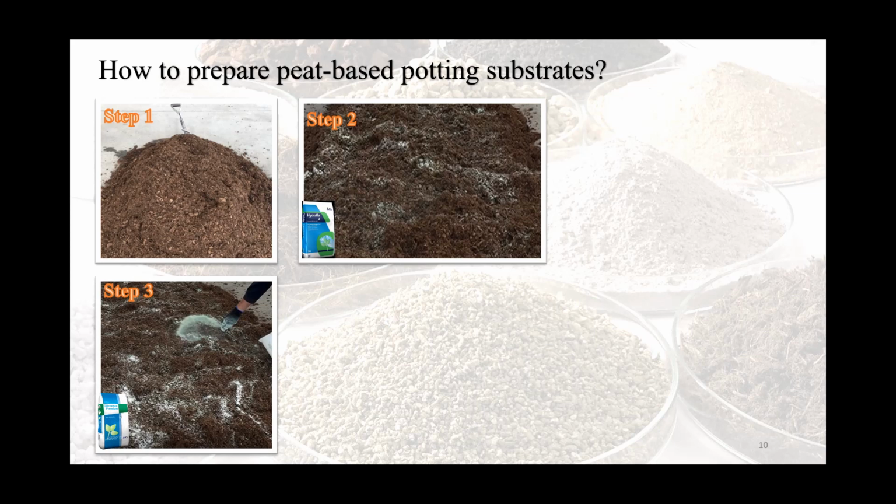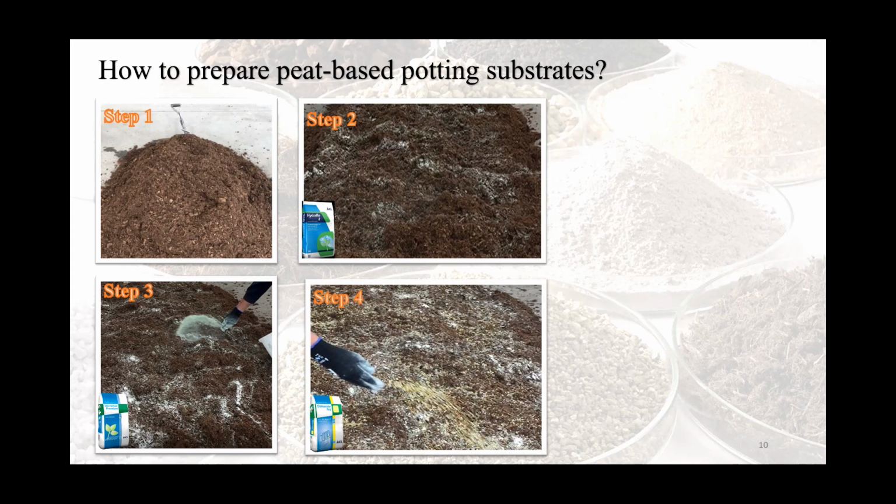And step 3, we go forward with micronutrient fertilizer. The one that you can see here is a blend of only microelements, and for this product, the recommended rate would be 750 gram per cubic meter. And then we proceed with macronutrients. Here you can see we are spreading a good blend of macronutrient granular fertilizer, and for this product again, the rate would be 3 to 7 kilogram per cubic meter.